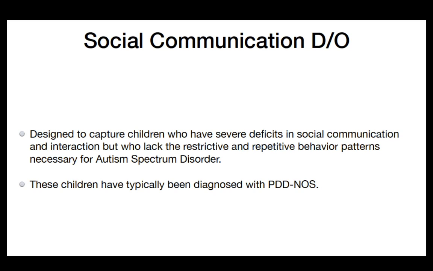Now, moving forward to social communication disorder. This disorder is a new disorder under the DSM-5, and it is designed to capture children who have severe deficits in social communication and interaction, but who lack the restrictive and repetitive behavior patterns, which are necessary symptoms for the diagnosis of autism spectrum disorder, or ASD. And these children have typically been diagnosed with pervasive developmental disorder, not otherwise specified.